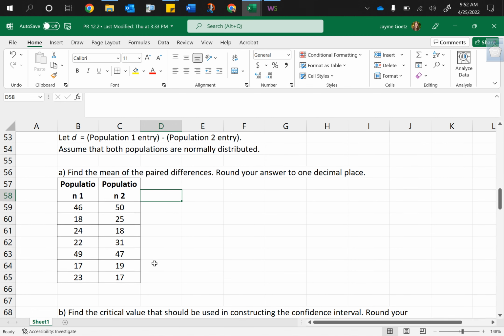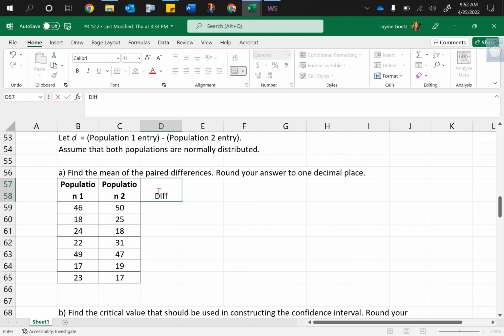Now, they want me to find the mean of the paired differences. That is exactly what it sounds like. We are going to be finding the mean of something, and that thing is called paired differences. Literally, it means that we want another column here, and that column is going to be labeled differences, okay?